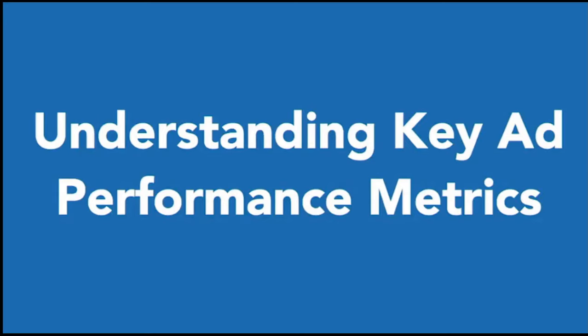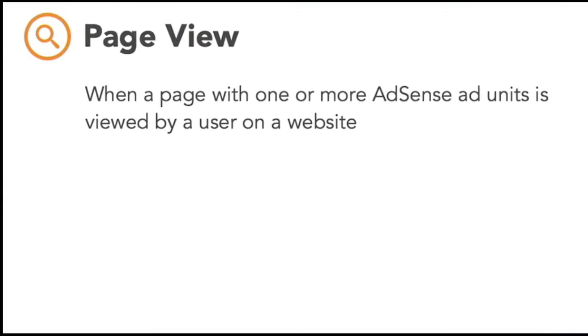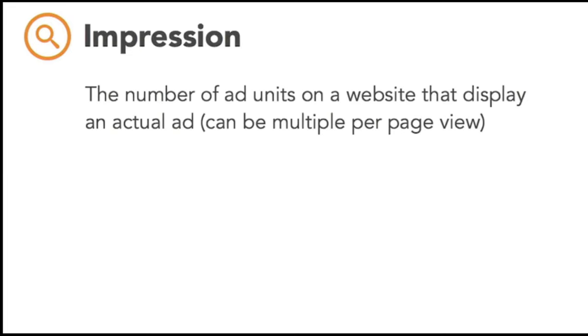It's important to take a look at a few key terms that we're going to be seeing within that section. The first one is page view. A page view in Google AdSense is when a page with one or more AdSense ad units is viewed by a user on a website. In other words, when a visitor accesses a page on your website that has at least one AdSense ad on it. An impression is when an ad unit on a website returns an advertisement.